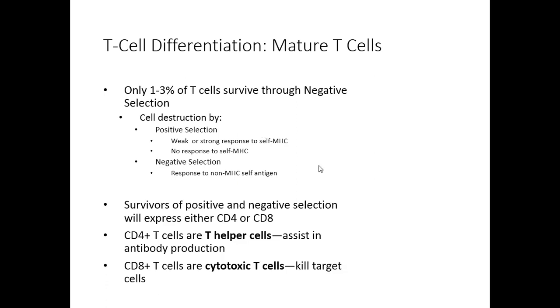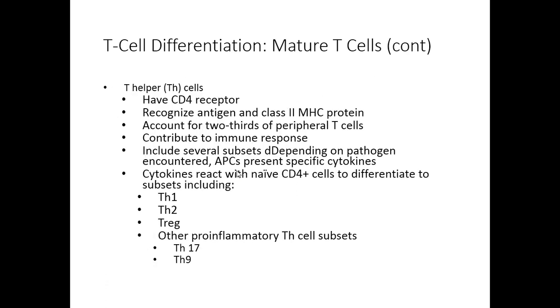So we want to make sure we can see MHCs effectively. We don't want to respond to self-antigen. That's the two purposes of positive and negative selection. And again, survivors get out.